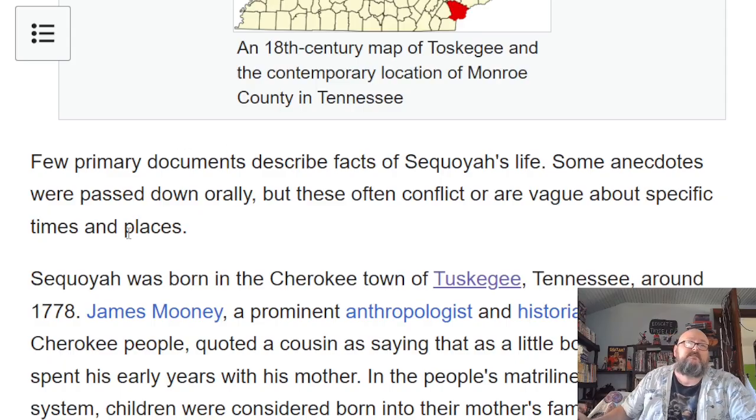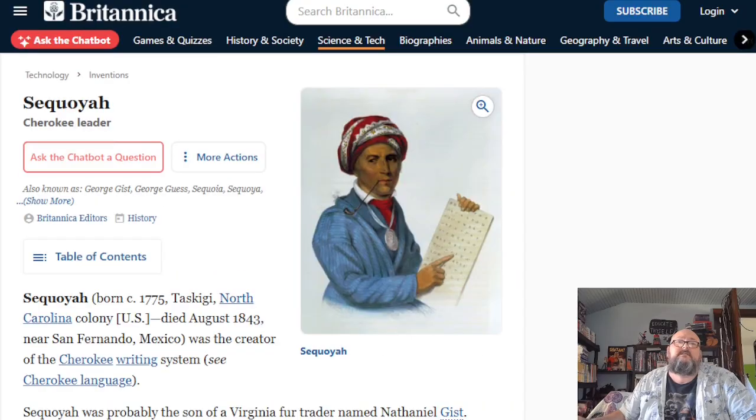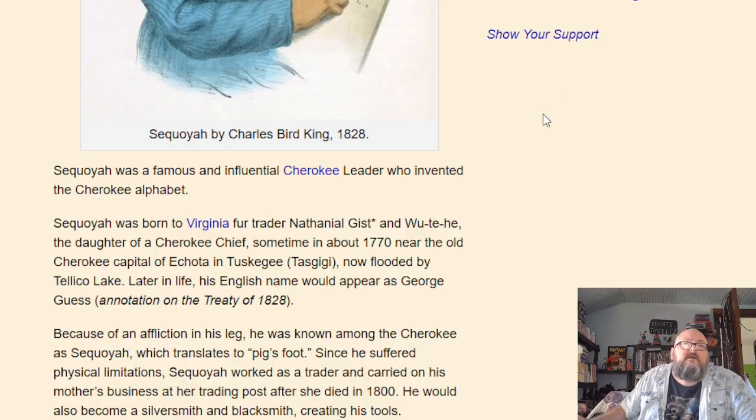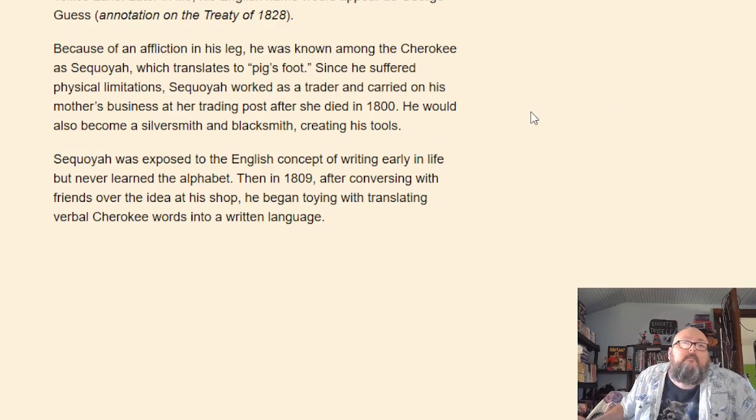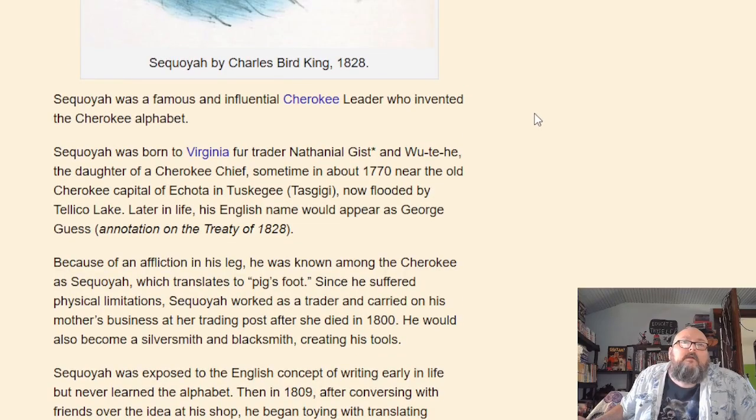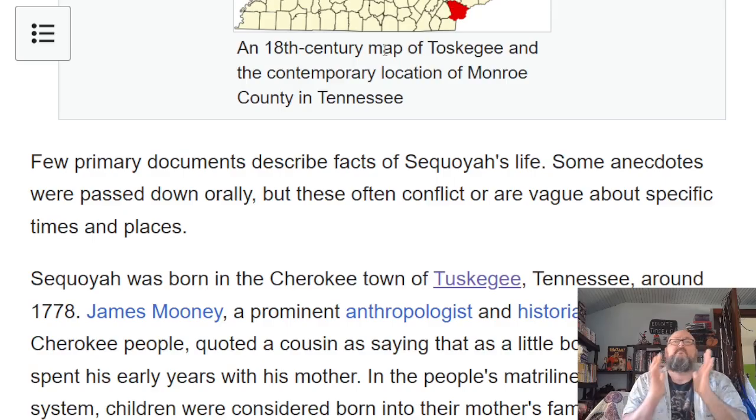Saying he was born around 1778. I've seen so many different dates, but like they said, there are few primary early documents. 1778, 1775, 1770. So yeah, so many conflicting dates. But we should probably expect it because knowing all these histories, especially when many white settlers did not care to help make it known.